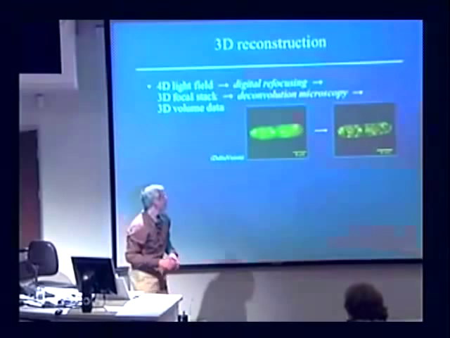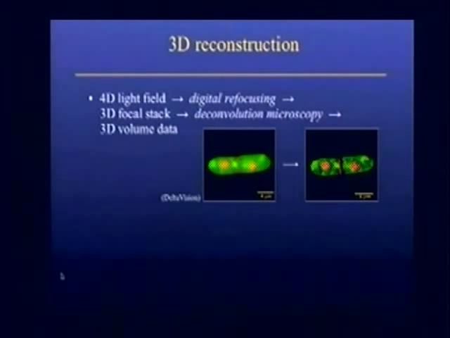So the idea then is take a light field, digitally refocus it to produce a focal stack, apply this known method for microscopy called deconvolution microscopy to produce a 3D volume data set. So this is a commercial example. Here it is with the focal blur, and here it is with the out-of-plane blur removed.